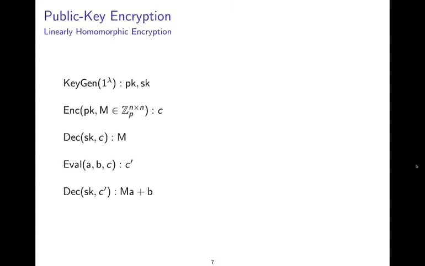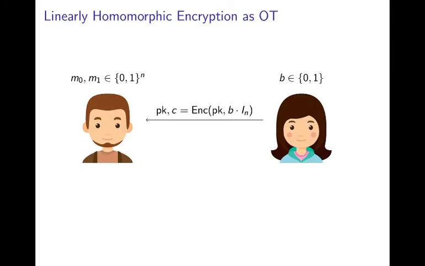A linearly homomorphic encryption scheme additionally has the ability to modify the ciphertext using the vectors a and b, such that if you modify it, you get a new ciphertext C prime, and if you decrypt the new ciphertext C prime using the secret key again, you get the original plaintext M multiplied by A plus B. A and B here are the vectors from this evaluation procedure. Now I'll show you that a linearly homomorphic encryption scheme already is almost an oblivious transfer protocol.